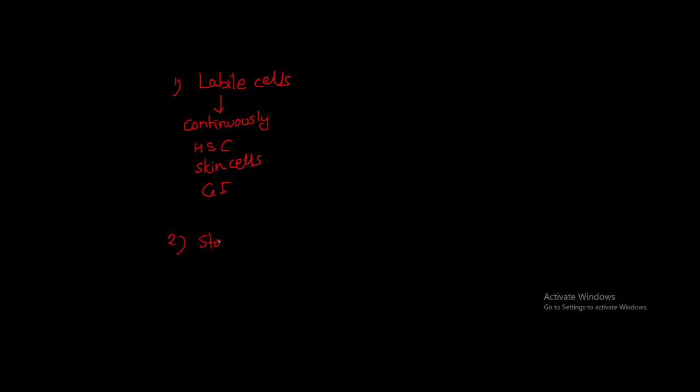Now, the other cells are stable cells. Stable cells divide whenever there is a requirement or there is a stimulus. If you are putting these cells under some stimulus, for example, in the presence of certain growth factors or other kind of, if there is any injury or something like that, then these cells will divide. And examples are kidney cells, liver cells.